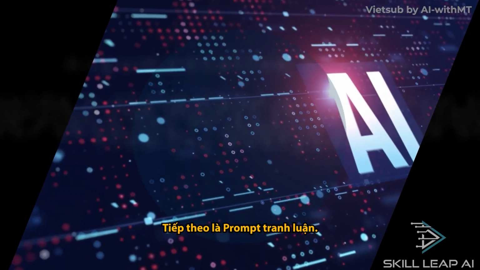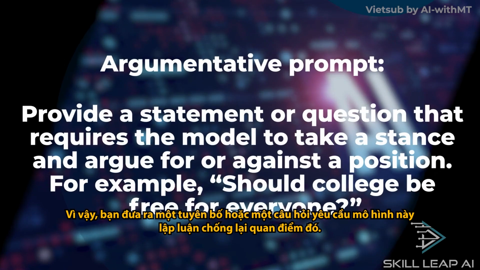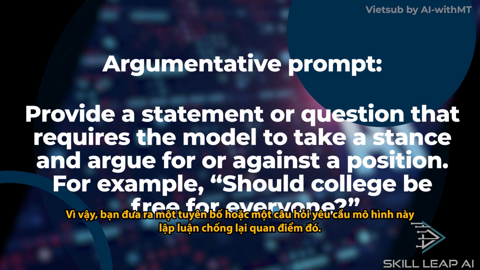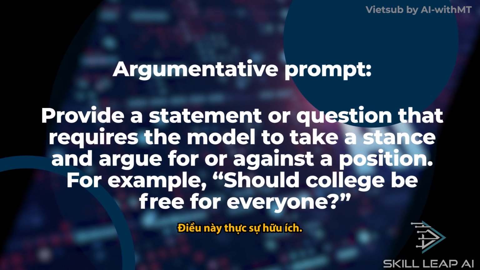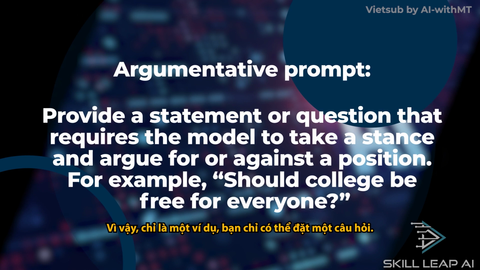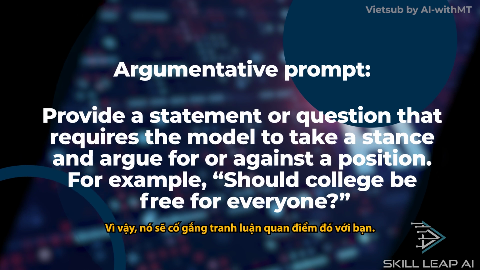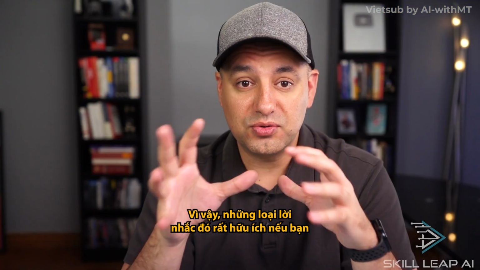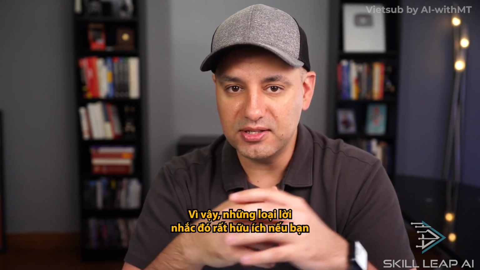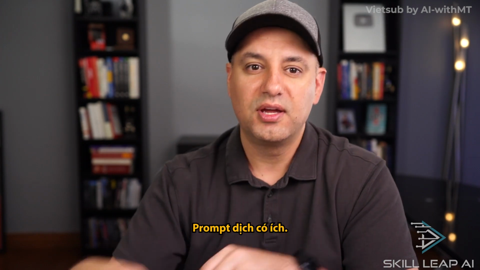Next is the argumentative prompt. So you provide a statement or a question that requires the model to argue against that point. This is really useful. So just an example, you could ask a question, should college be free for everyone, right? Something that is around in the political debate. So it's going to try to argue that point with you. So those types of prompts are useful if you want to debate a topic with someone else, for example.